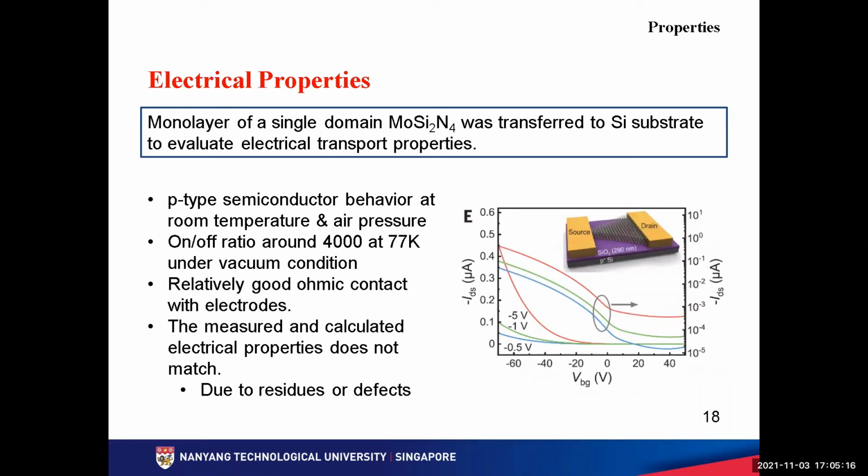A monolayer of MoSi2N4 was transferred to a silicon substrate to analyze the electrical properties. The result shows that it has typical p-type semiconductor behavior at room temperature in air and at 77 Kelvin in vacuum. It also had good ohmic contact with electrodes in both cases.